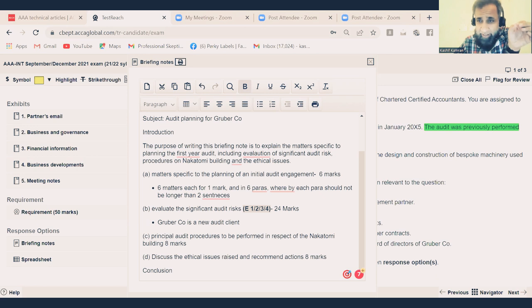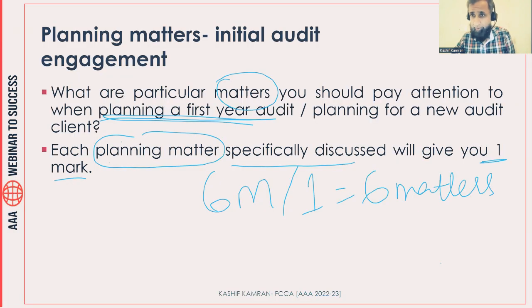Now, just before starting the answer for 24 marks, where I will be spending most of my time, the examiner is asking us to evaluate the significant audit risk. What is the literal meaning of the word significant? Let's go back to my presentation and share some good knowledge with you from the examiner report. I've just copied content from the examiner report for my presentation. I hope you can see the presentation on screen.